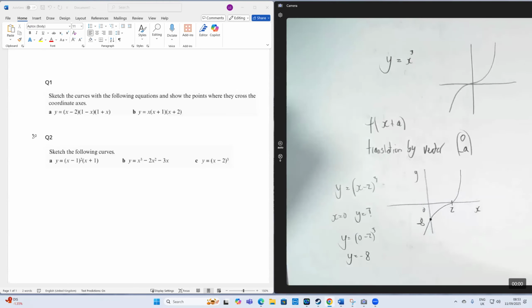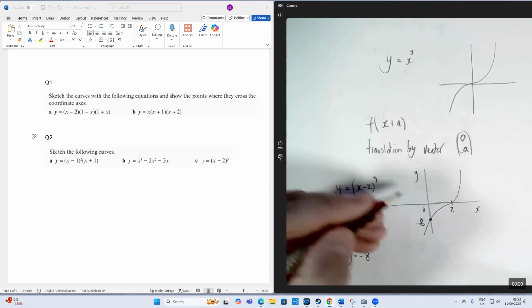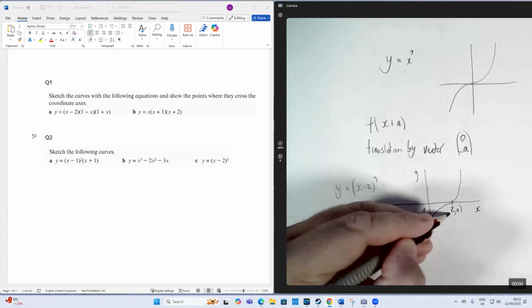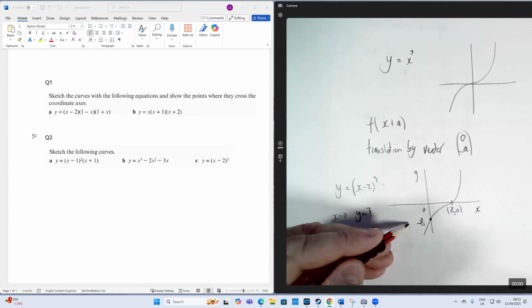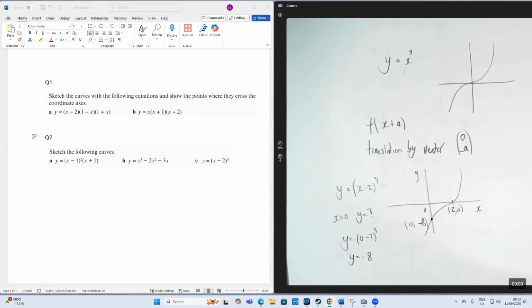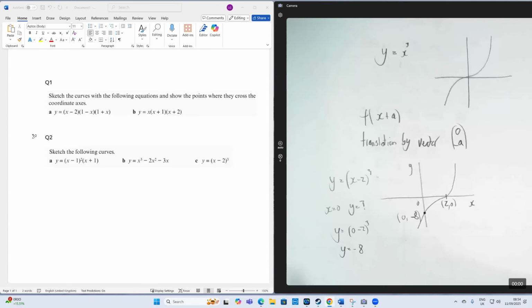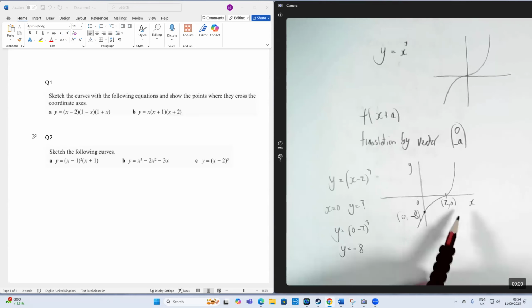Do be careful. If a question asks you to state the coordinates of the points of intersection with the axes, it's probably wise to write them as coordinates. So we should write this one as (2, 0), and this one as (0, -8). It's always good to be on the safe side, in case the marking criteria doesn't allow you just to write 2 or -8. So that is how we would do some sketching of some cubics.